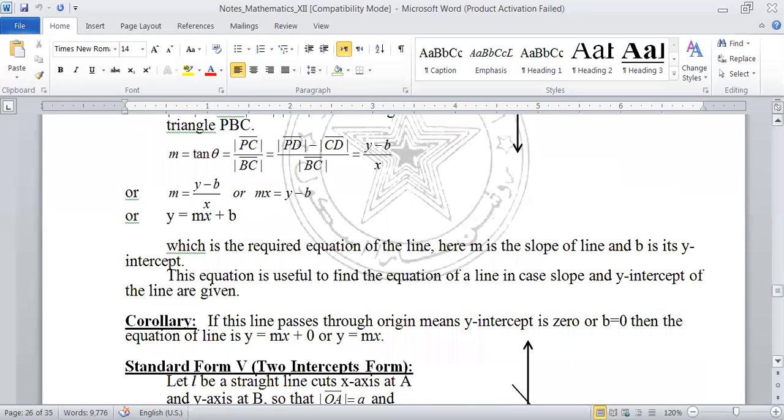b को इस तरफ ले आए तो ये हो जाएगा y is equal to mx plus b, which is the required equation of the line. Here m is the slope of the line and b is its y-intercept.